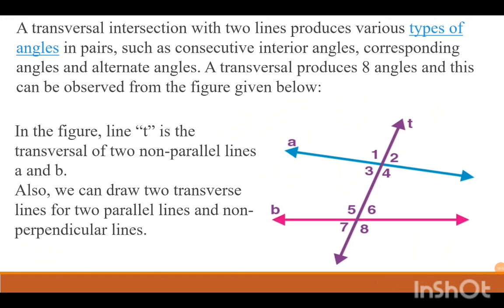So a transversal intersecting two lines. When two lines and a transversal intersect, different angles are formed. Here the namings are given 1, 2, 3, 4 and so on till 8. So we have seen that here 8 angles are formed, and we are going to learn about these 8 angles.